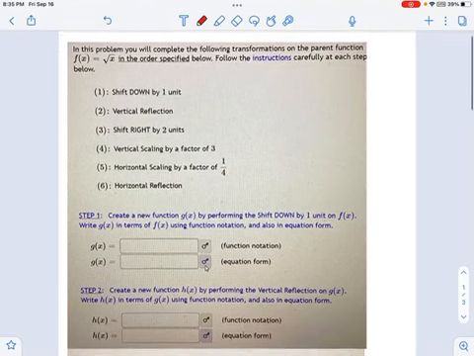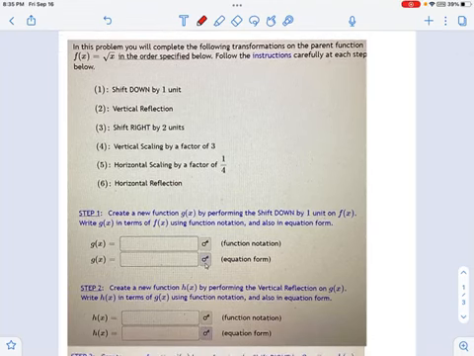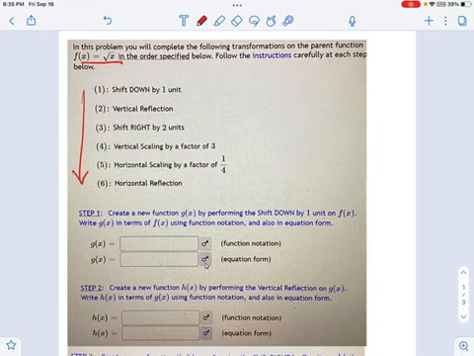Traditionally, when you're doing transformations of functions, you're looking at an equation and you have to graph it, or you're looking at a graph and you have to find the equation. But sometimes you're told to do things in a certain order. You're told to build an equation based on a parent function that I have right here, and you have to follow a certain order of transformations.